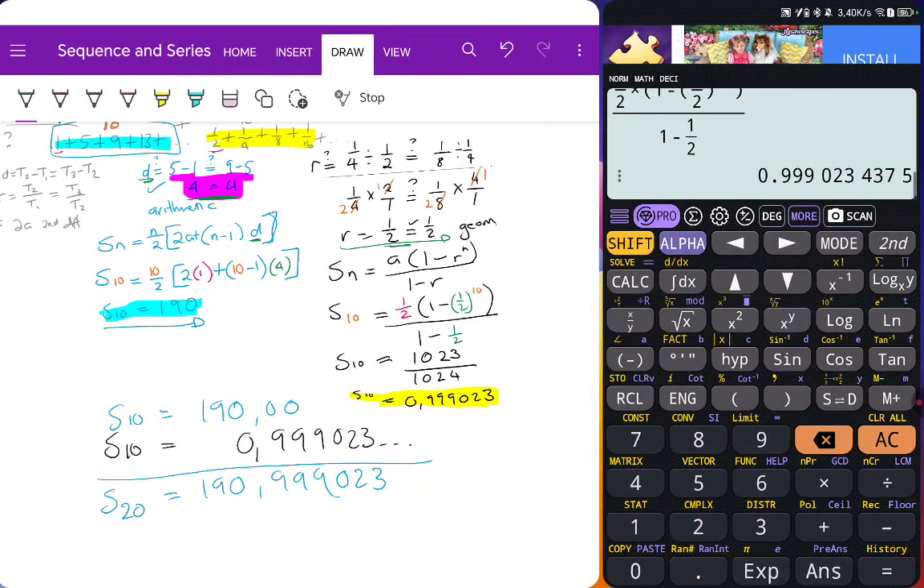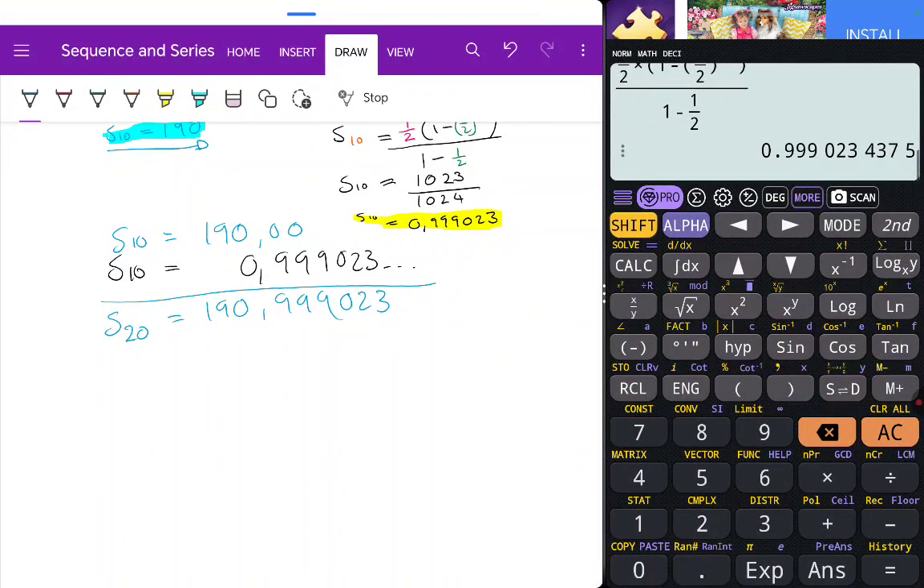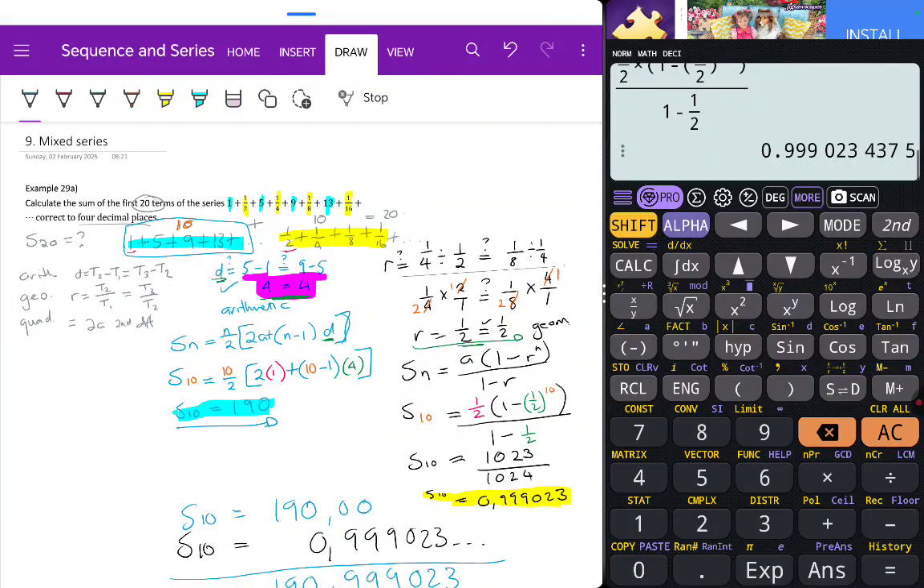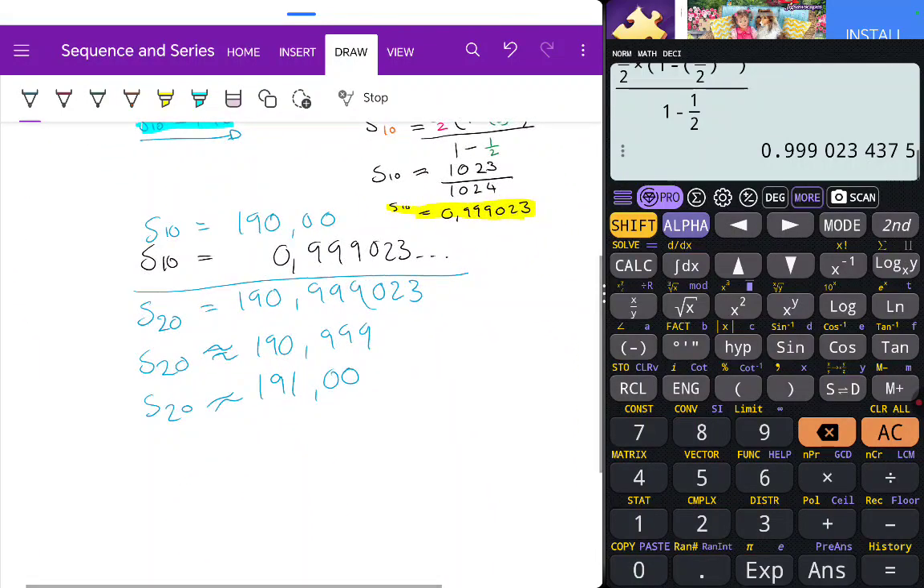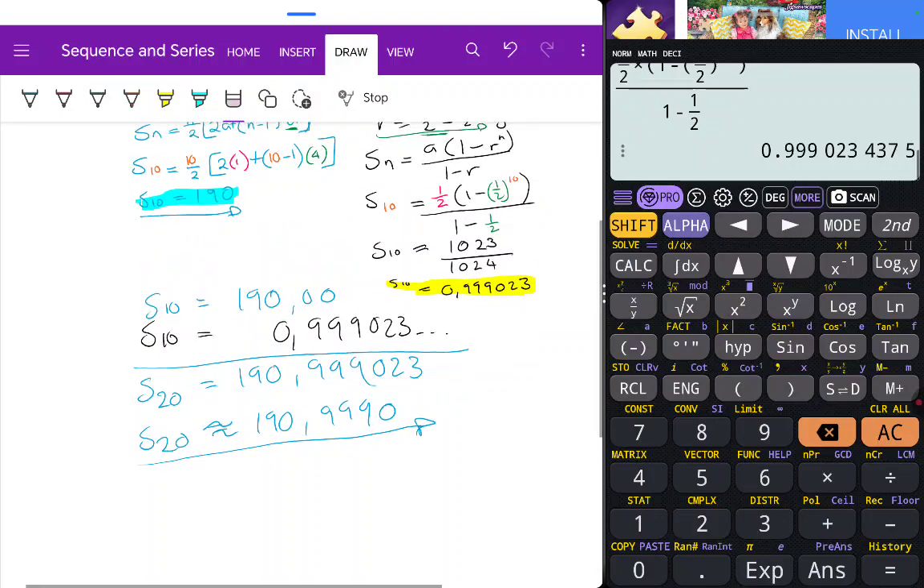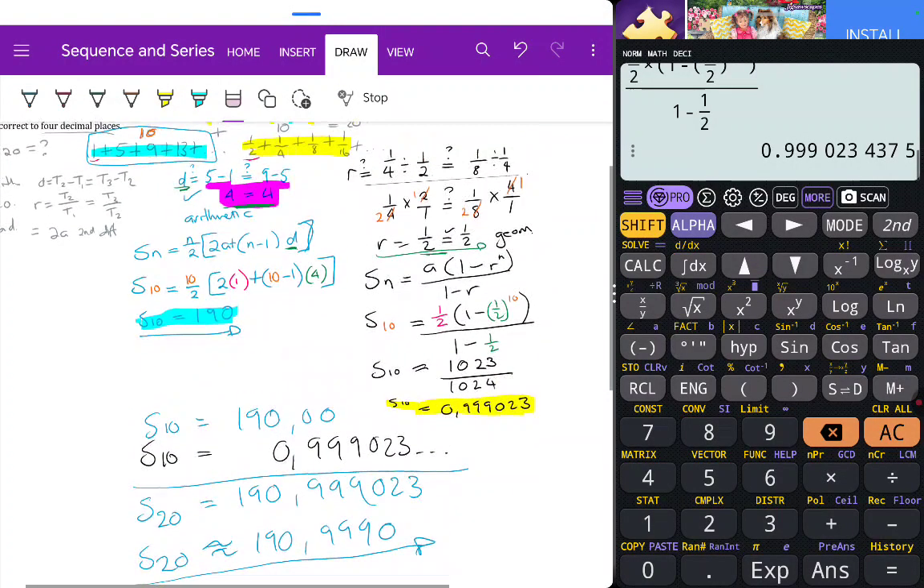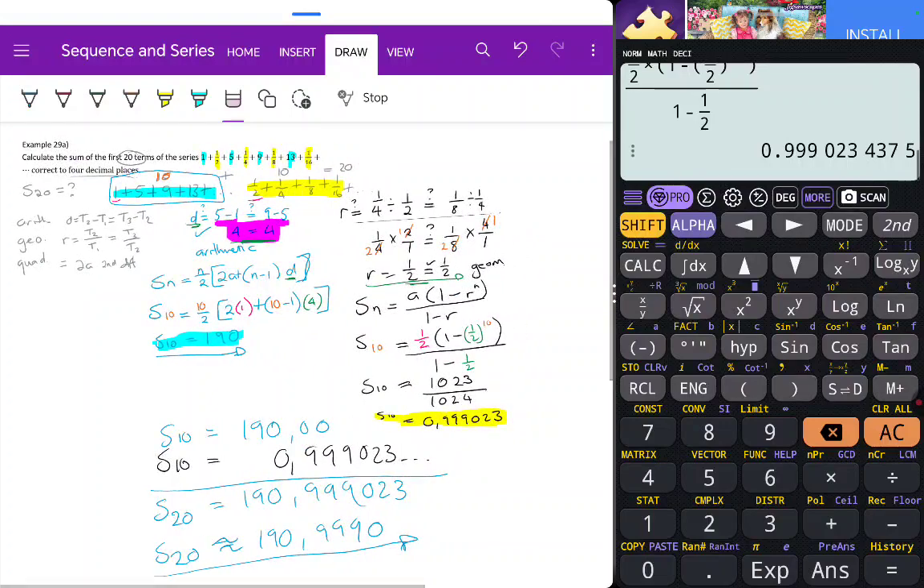So 3 decimal places or 2 decimal places. So S20 here is 190,999 if that's 3 decimal places, or it will be 191,00 to 2 decimal places. But the question said to 4 decimal places, right? So if we go to 4, we're going to put that one there, and this is going to be our final answer. Okay, so this is how you do the mixed series of example 29A.